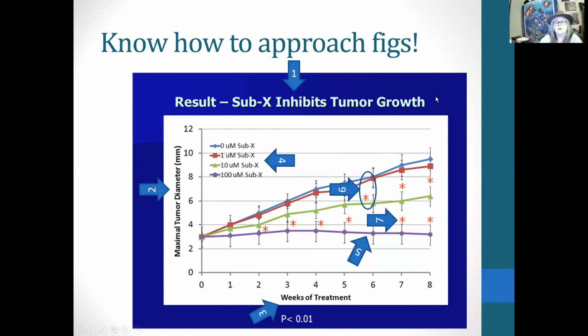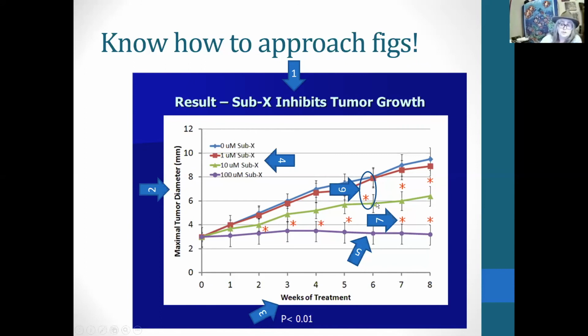What we found here, or what we explored here, was how substance X influenced tumor growth, looking at the minimal diameter over time in weeks of treatment. We had 4 groups here, and it was the control and 3 others. As you can see here, at 10 micromolar or whatever, we began seeing a reduction in tumor size.